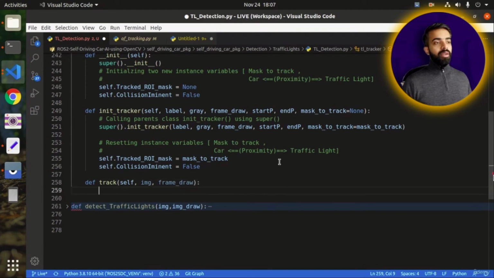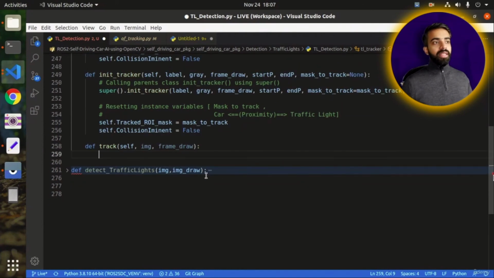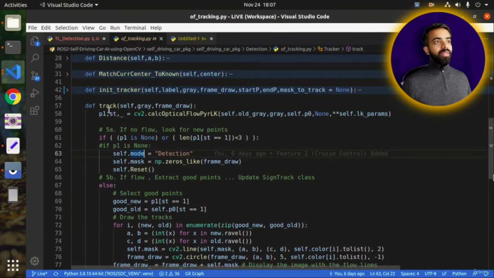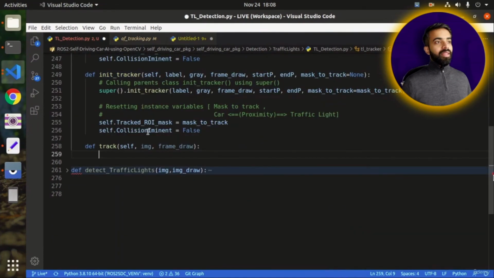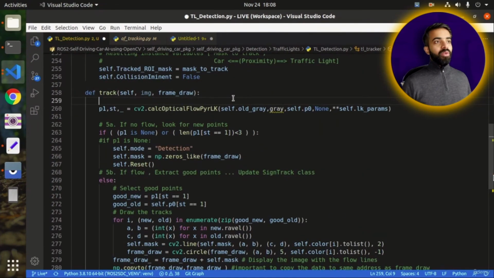And then, instead of calling super or using the same functionality of its parent class, I define the new functionality. The first thing I need is slightly the same functionality as its parent class. So I go over to the optical flow tracking and simply copy over this track function. So I press Control-C and paste it here. Once I've copied it over, you will notice a few errors.